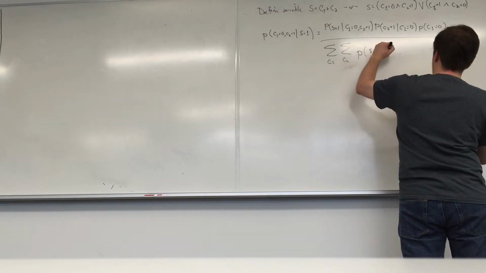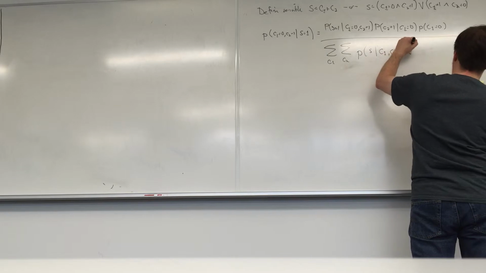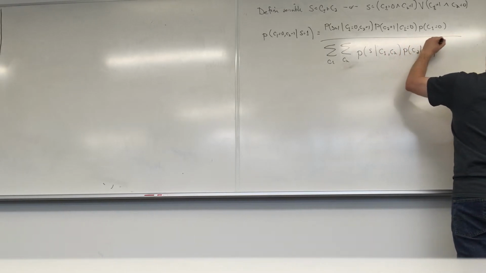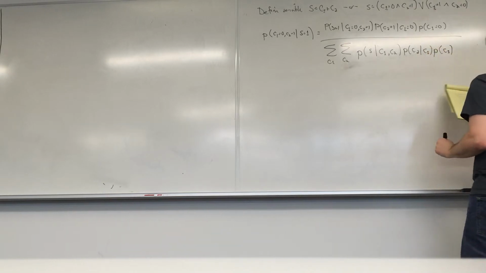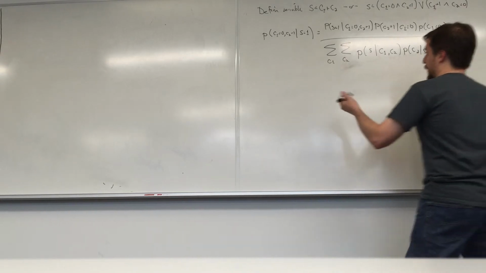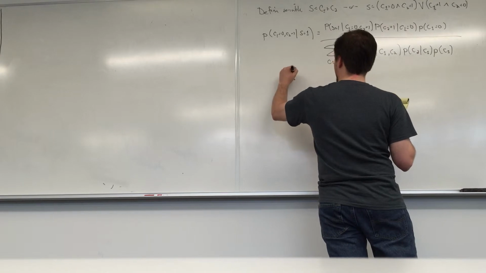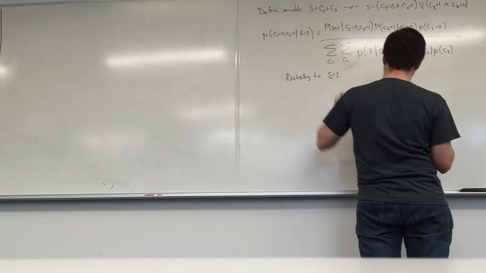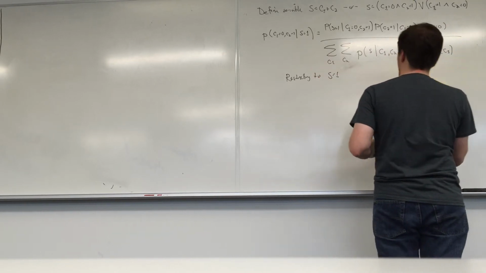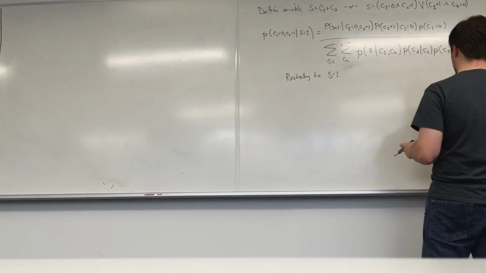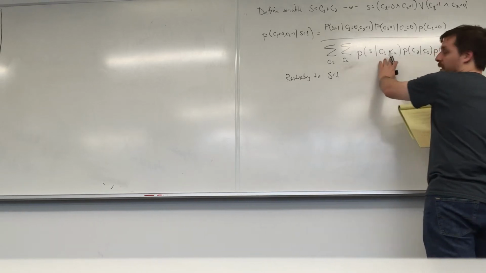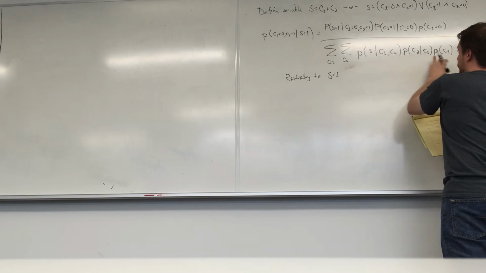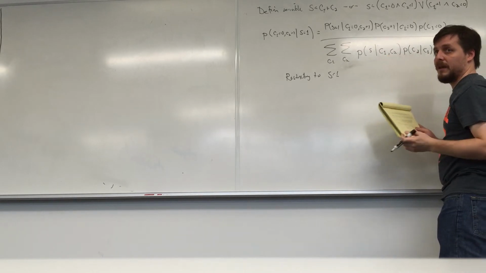The sum over S, C1, C2, of P of S given C1, C2, times P of C2 given C1, times P of C1. Yeah, I'm restricting, okay, I actually wrote it, that's nice. Restricting to S equals 1. So what I end up with is I only have to consider the two cases in the denominator, since I'm conditioning on this, so I only have to consider the 1001 case.